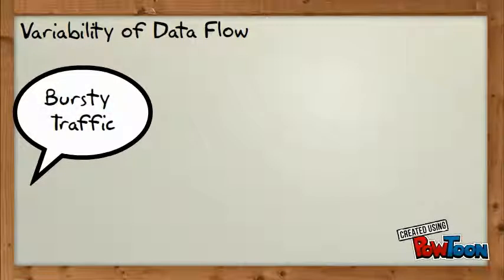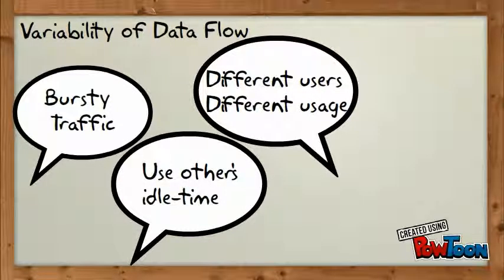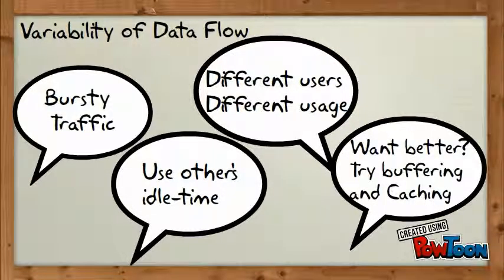Bursty traffic means an inconsistent traffic rate, and there are different types of usage among different users. Switching helps users to use the idle time of other users in the same channel. And burstiness can be improved by buffering and caching.